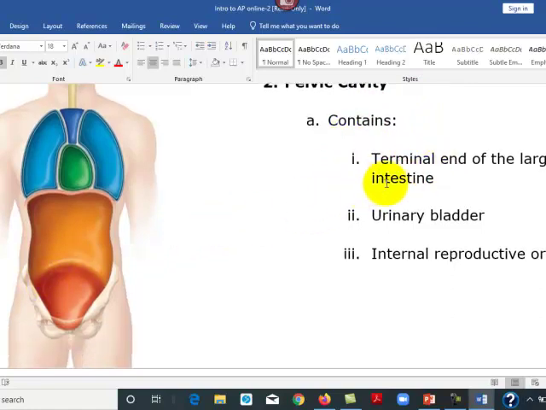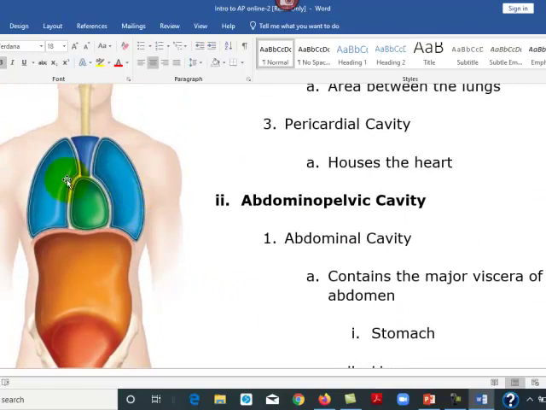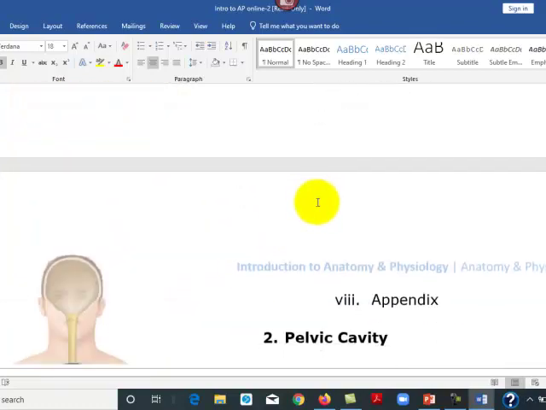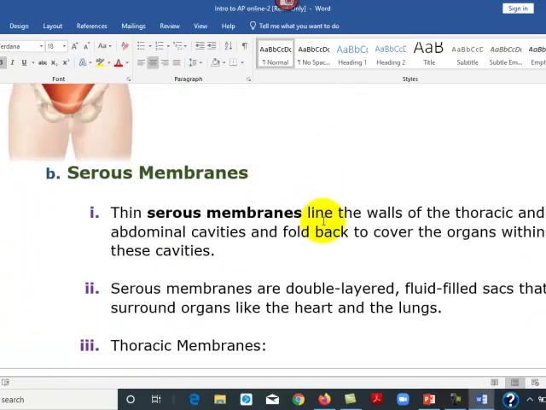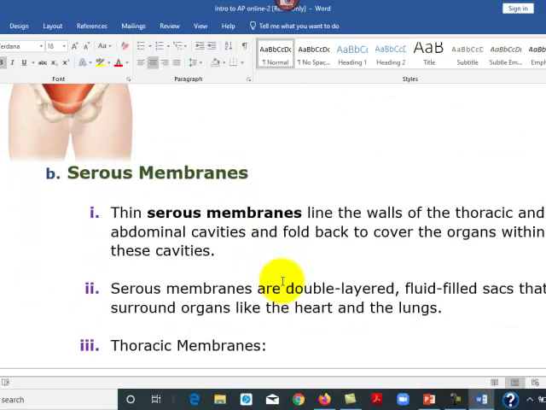Pelvic has the terminal end of the large intestine, the urinary bladder, and what are called the reproductive organs, which are down here. So left and right pleural cavities, pericardial cavity, mediastinum, abdominal cavity, and then here's the pelvic cavity. Now, I think I actually do have a picture. Just real quickly, I'm going to touch on these. All these organs are held in place by what are called serous membranes.